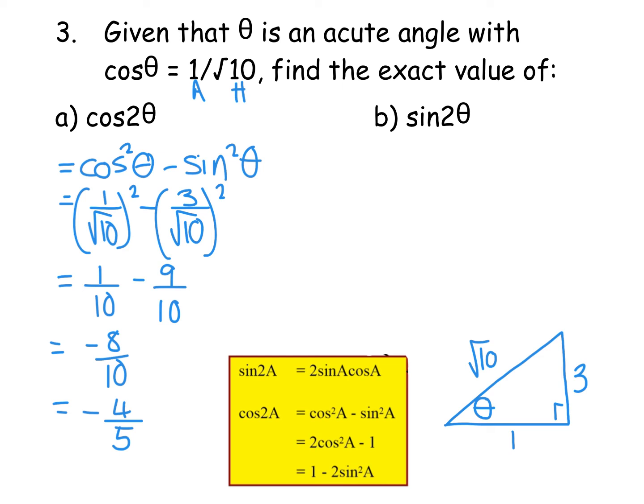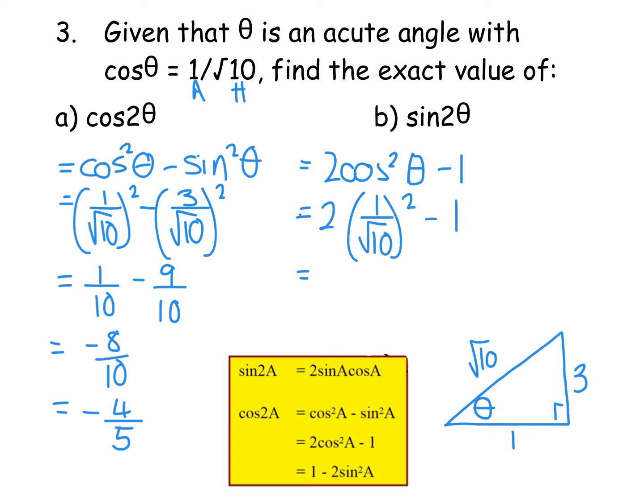So I'm going to use the one where it is 2 cos squared theta take away 1. So that would be 2 times cos theta all squared. So 2 times 1 over root 10 all squared, then take away 1. So that would be 2 times 1 over 10, take away 1. Now that would just be 2/10, or 1/5. 1/5 take away 1 is minus 4/5.